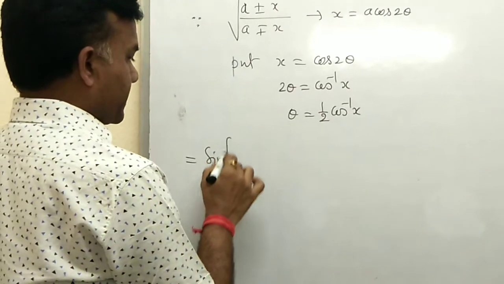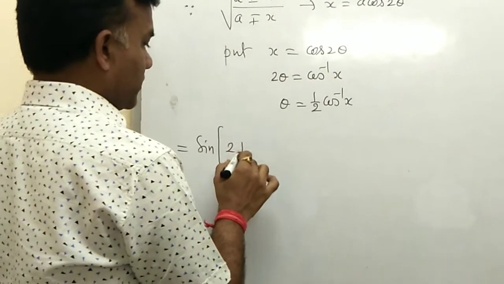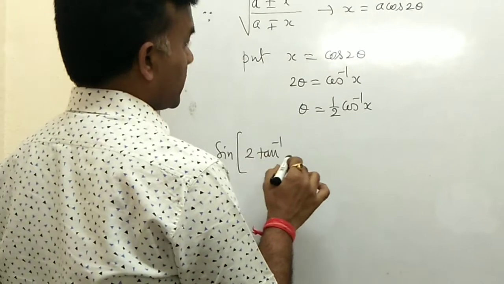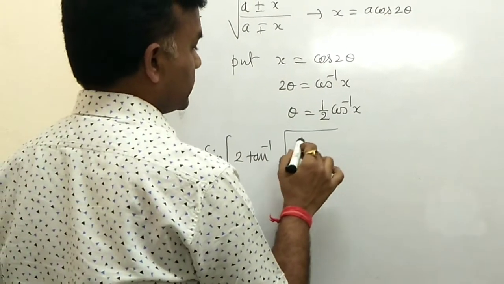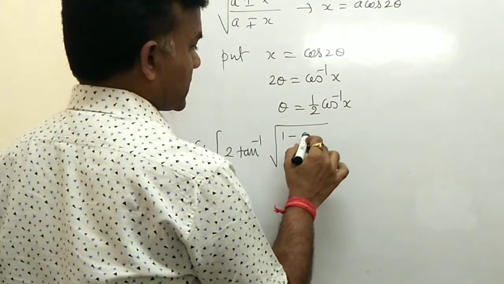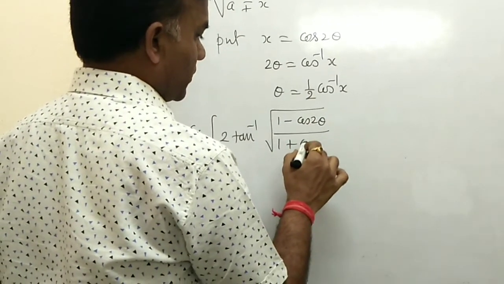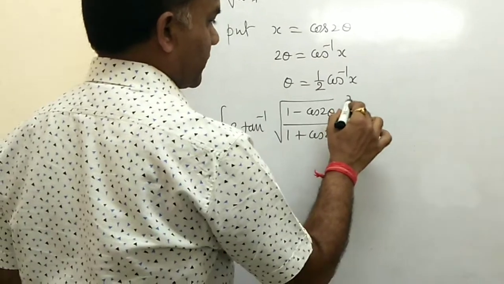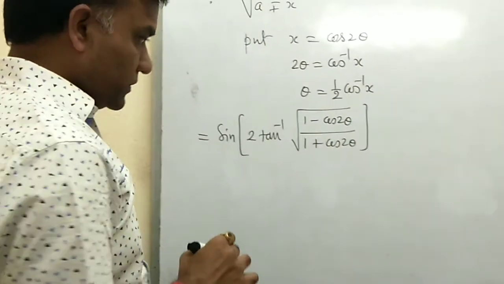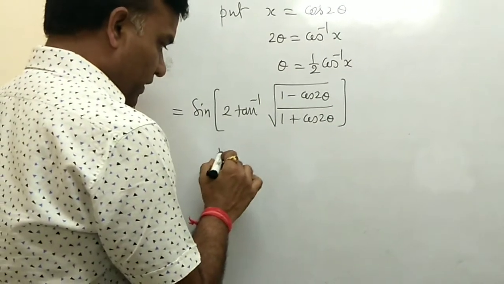sine 2 tan inverse under root of 1 minus cos 2 theta upon 1 plus cos 2 theta. Okay, so we know that formula.